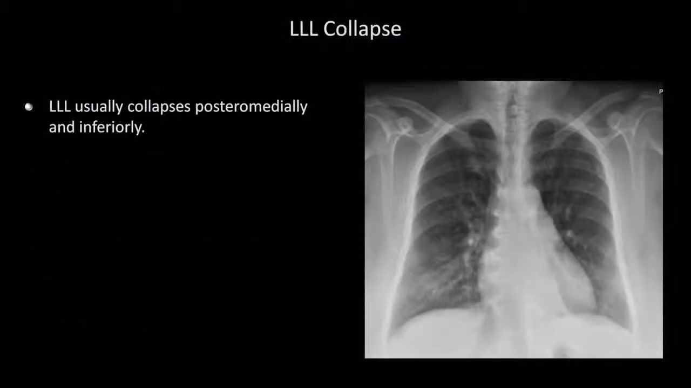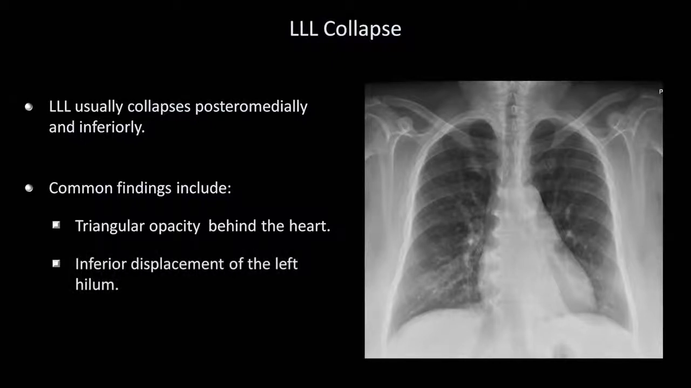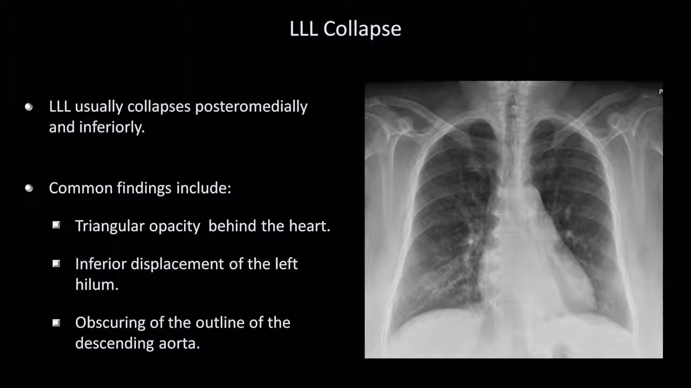Lastly, the left lower lobe usually collapses posteromedially and inferiorly. Common findings include a triangular opacity behind the heart, inferior displacement of the left hilum, and obscuring of the outline of the descending aorta.